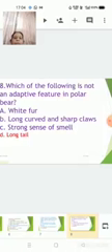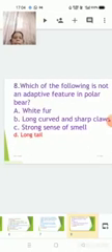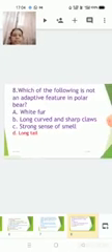Question number 8. Which of the following is not an adaptive feature in a polar bear? First one, white fur. Second one, long, curved and sharp claws. Third one, strong sense of smell. And last one, long tail. So the one that is not an adaptive feature of the polar bear is the long tail. They do not have a long tail. Their tail is quite small.